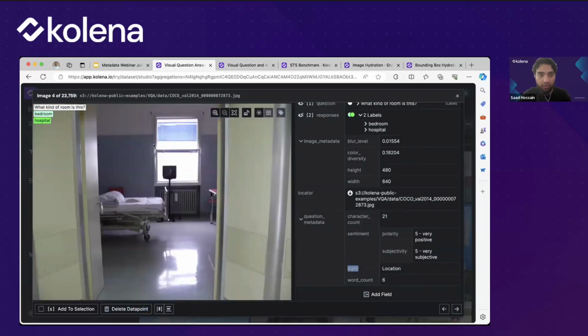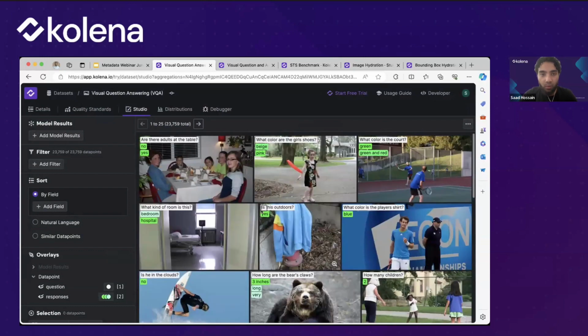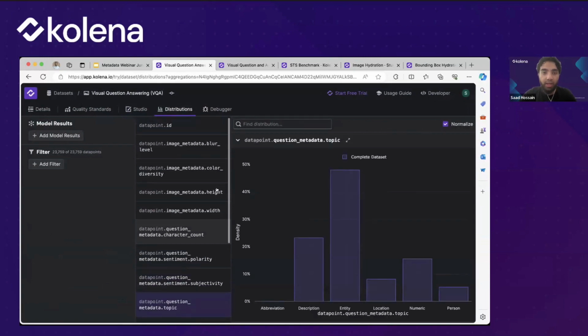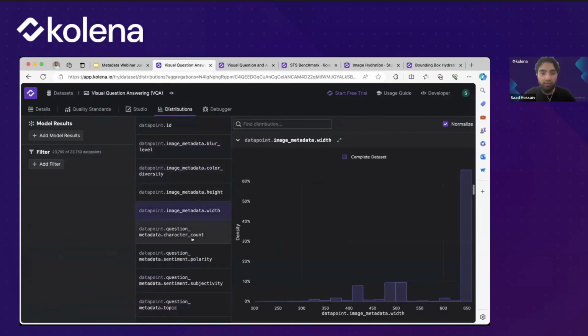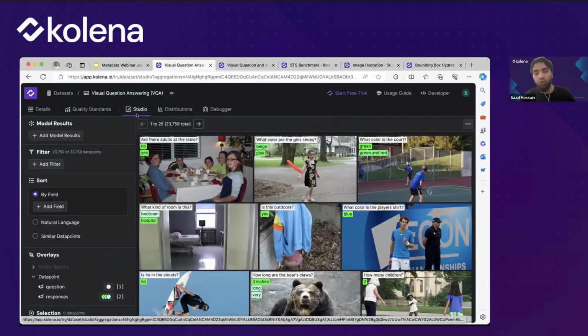So for example, over here, we have the answer is bedroom or hospital. So we know that the topic of this question is the location. We also understand the subjectivity of the question. This is a fairly subjective question, which is why we have multiple different answers for it. So once we're able to extract all these different features, we're able to have a better understanding, and we're able to perform more analyses, and we're able to effectively do more rigorous testing.